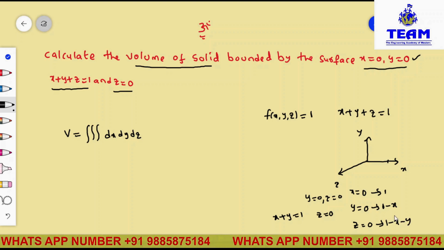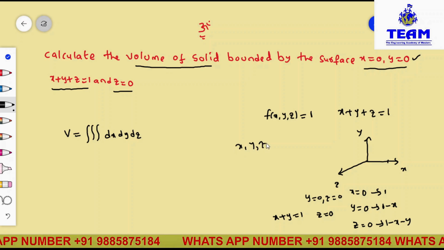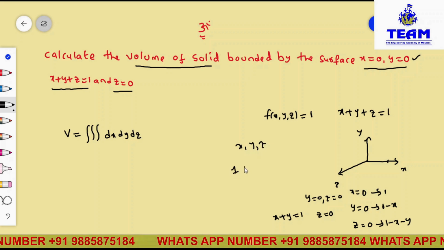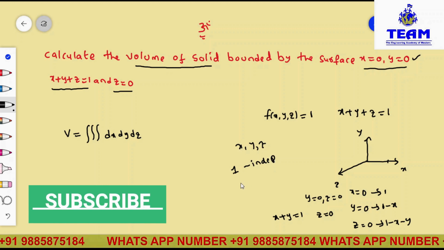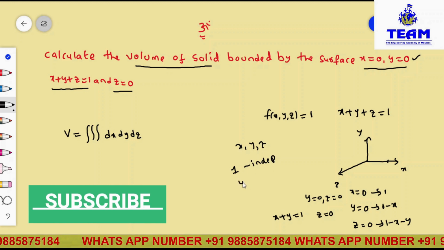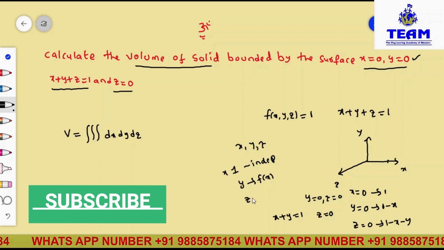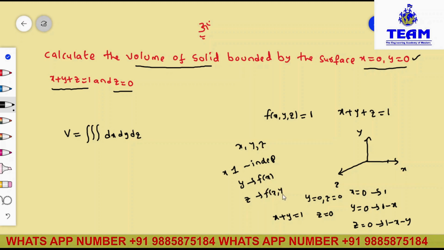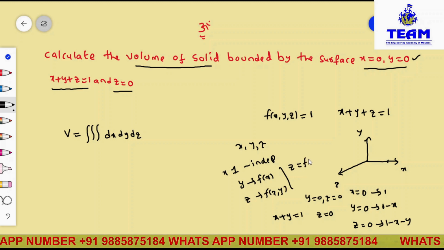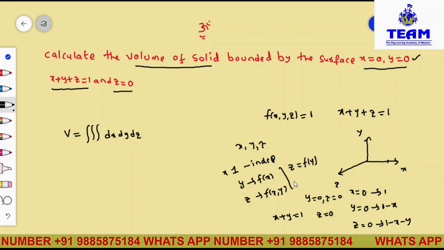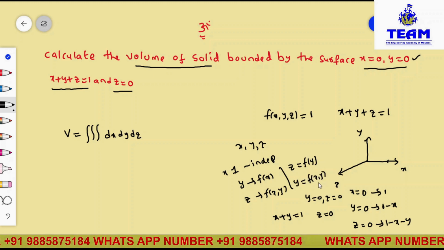You see friends, actually you need to find the limits for x, y, z. In a triple integral, one limit should be independent and another limit is dependent. You can take y as dependent or z as dependent. If I take y as dependent, y is dependent on x. Next, z is dependent on a function of x comma y. Like this we have to take.